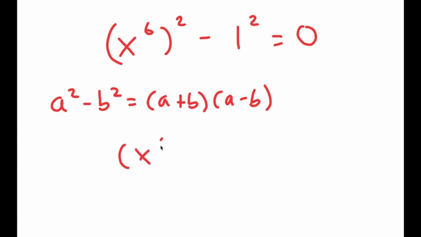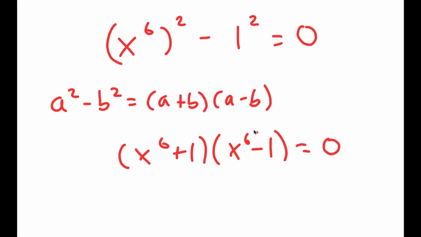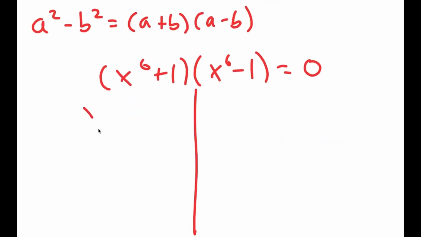So this turns into (x to the power of 6 plus 1) times (x to the power of 6 minus 1) is equal to 0. So this gives me two equations. I get x to the power of 6 plus 1 equals 0, and x to the power of 6 minus 1 equals 0.